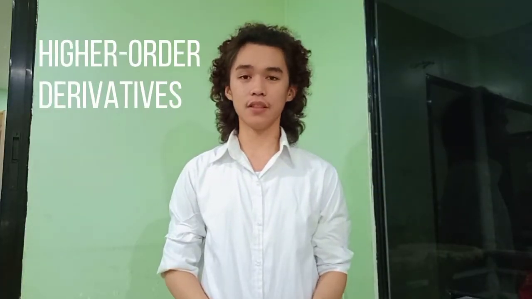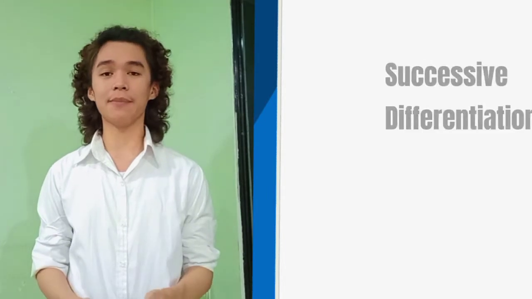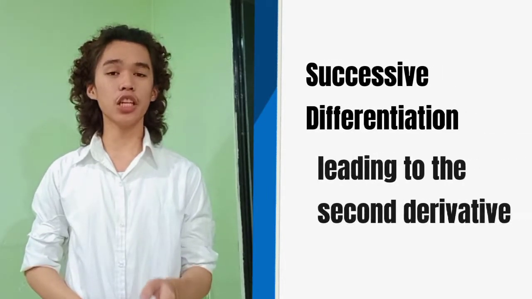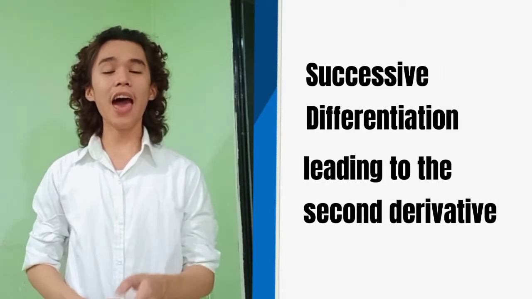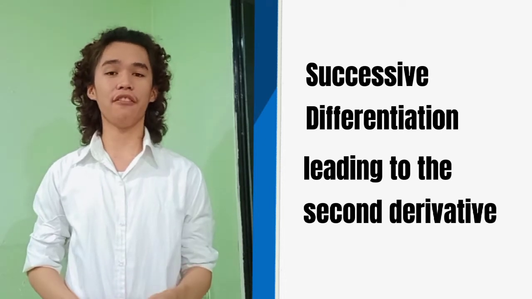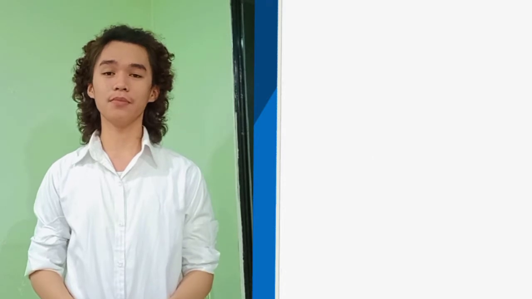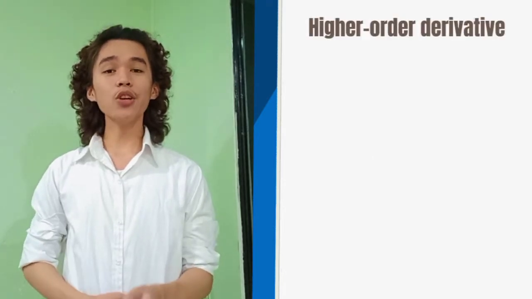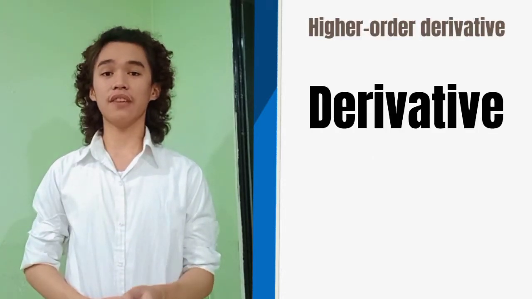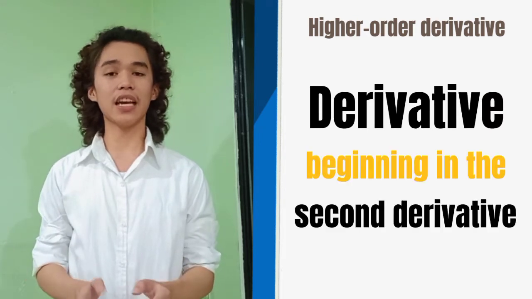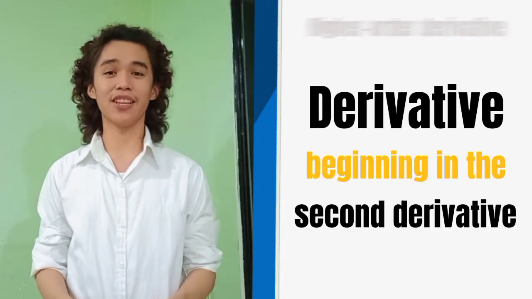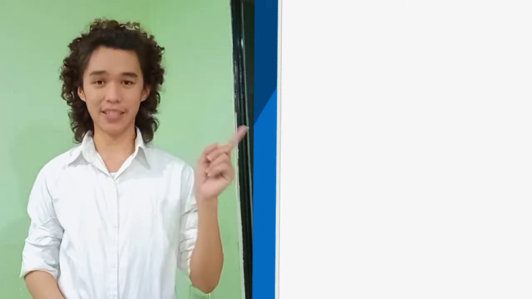So we will be talking about higher order derivatives. What are higher order derivatives? The process of differentiation can be applied several times in succession, leading in particular to the second derivative, f double prime of the function f, which is just the derivative of the derivative of f prime. So, higher order derivatives is the derivative of a function beginning in the second derivative. Now that was a lot of derivative. Here's some examples.